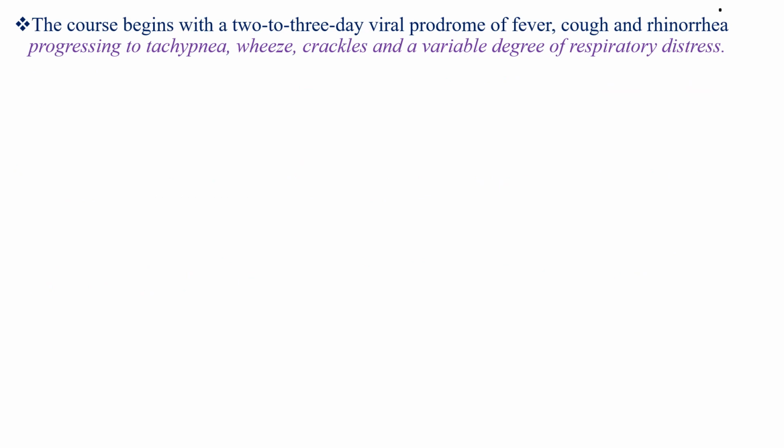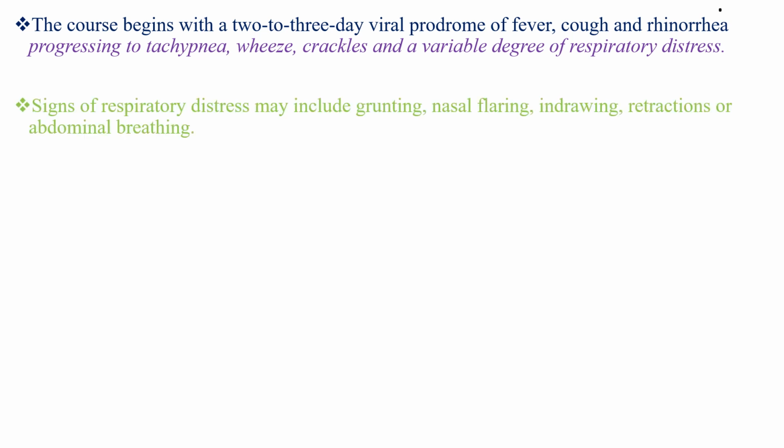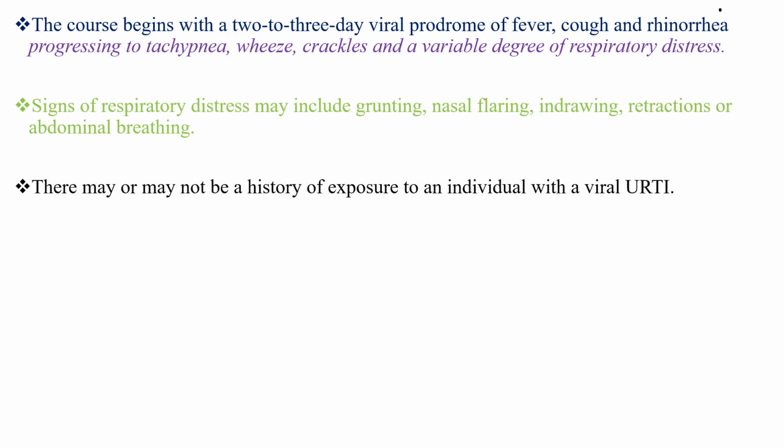The course begins with a 2 to 3 day viral prodrome of fever, cough, and rhinorrhea, progressing to tachypnea, wheeze, crackles, and a variable degree of respiratory distress. Signs of respiratory distress might include grunting, nasal flaring, indrawing, retraction, or abdominal breathing. There may or may not be history of exposure to an individual with a viral upper respiratory tract infection.